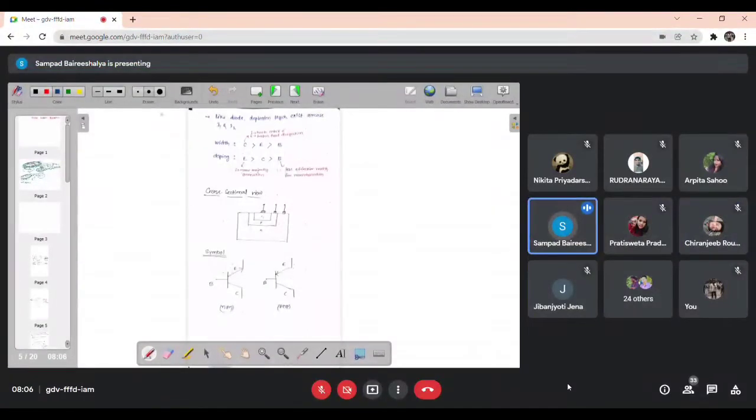Then coming to the next, the doping. If you talk about the doping, the doping of the emitter is high. So you can say the emitter is heavily doped, the collector is moderately doped, and the base is least doped. Again, there is a reason why the emitter is heavily doped. What is the function of the emitter? It will generate the carriers.